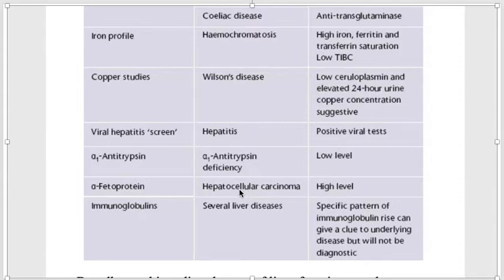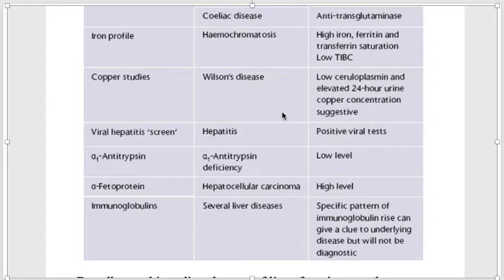For example, when we are suspecting someone with hepatocellular carcinoma, we will check the alpha-fetoprotein. My next lecture is about tumor markers, and this is one of the tumor markers. It will come back as a high level. For other conditions, we will look for specific immunoglobulins. So simply, LFTs will guide us towards other testing.